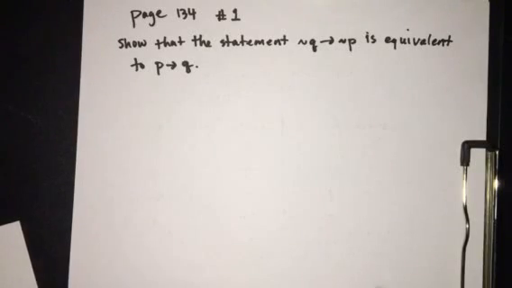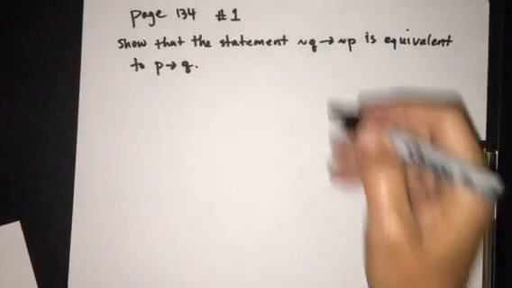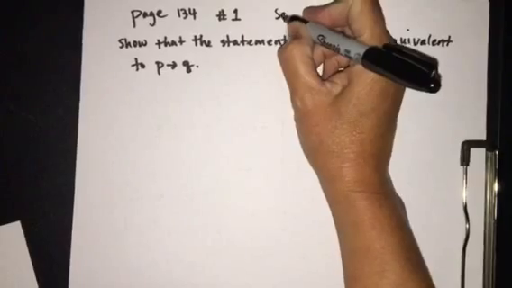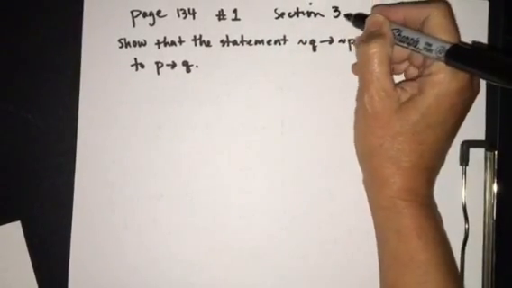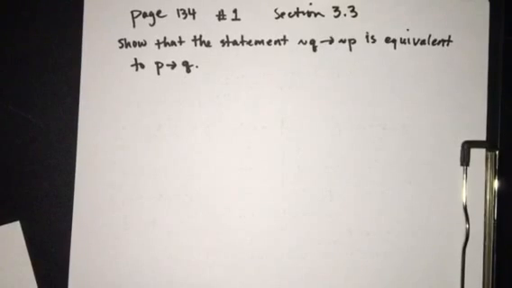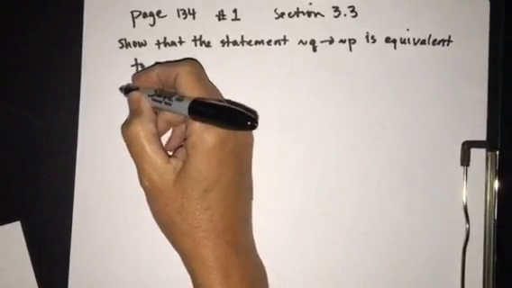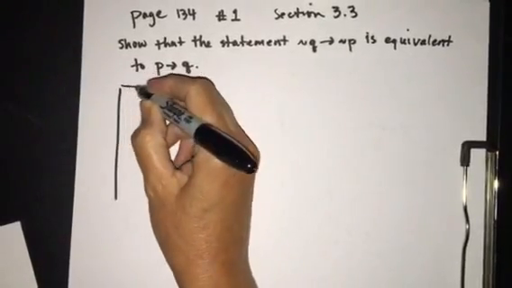This problem is from section 3.3 in the book. It is from page 134, and it's problem number 1. For problem number 1, I want to show that the statement not Q then not P is equivalent to P then Q. And I will do this by using a truth table.